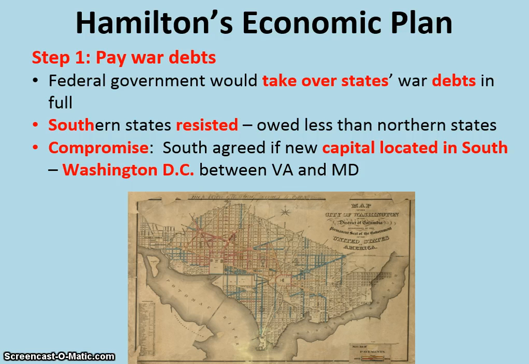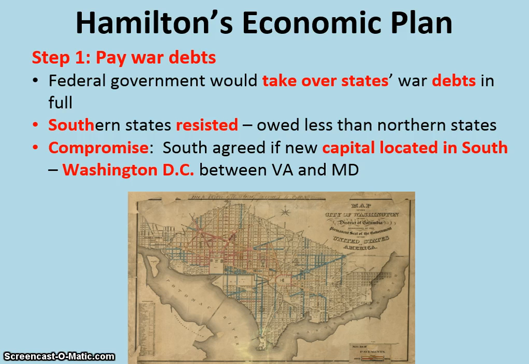That all of the state debts would be taken over and rolled together into one complete federal debt. Now, the southern states didn't like this idea because many of them had gone farther toward paying off their foreign debts, and they owed less money than the northern states. So essentially, the southern states were being asked to take on the debt of the northern states.